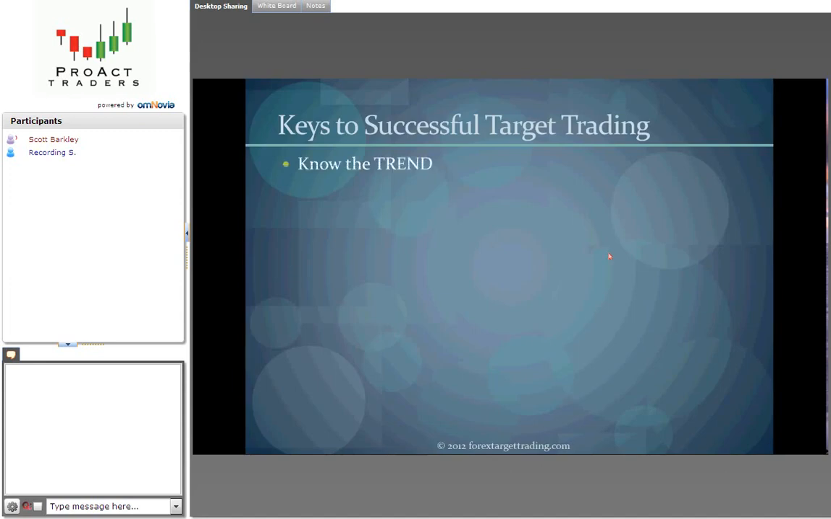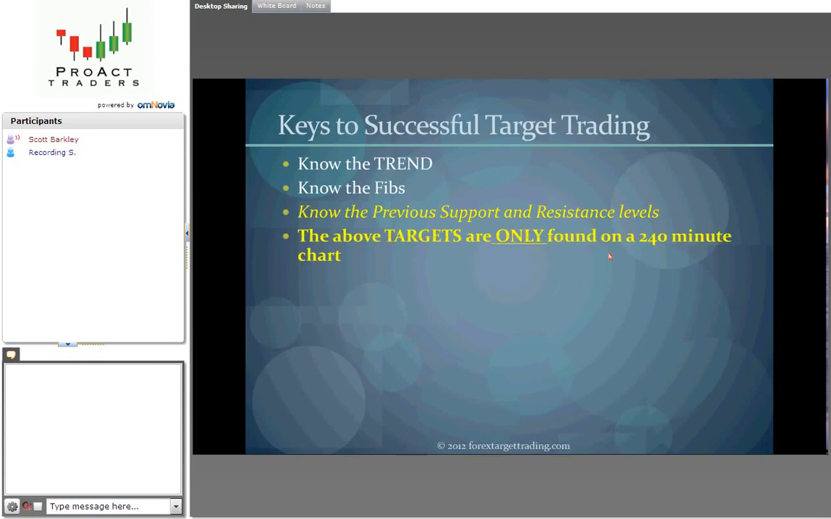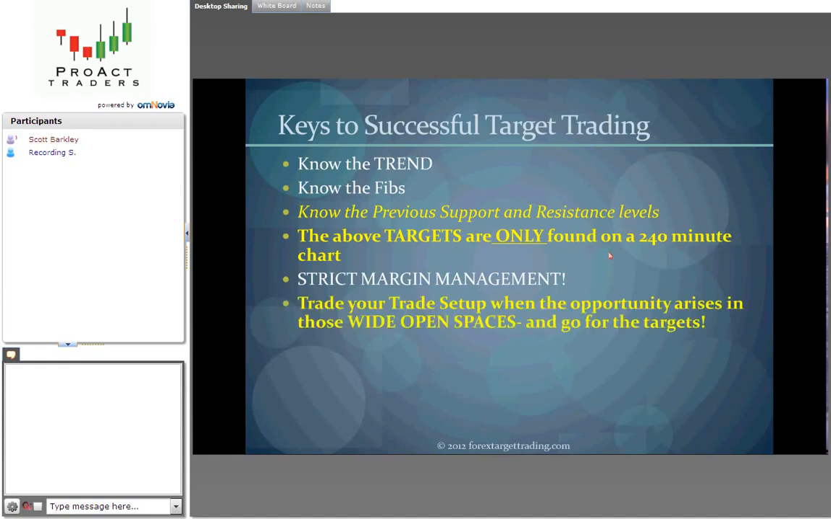So the keys to successful target trading are knowing the trend, knowing the fibs, and knowing the previous support and resistance levels. The above targets are only found on a 240-minute chart or higher. We don't trade the day chart, we trade the 240-minute chart. If you're down on a 60-minute chart looking for this stuff, you are already too low. We use strict margin management, never more than 2% of our account, and we trade the setup when the opportunity arises in those wide open spaces, and we go for the targets. In other words, if we don't have a wide open space, we do not trade.